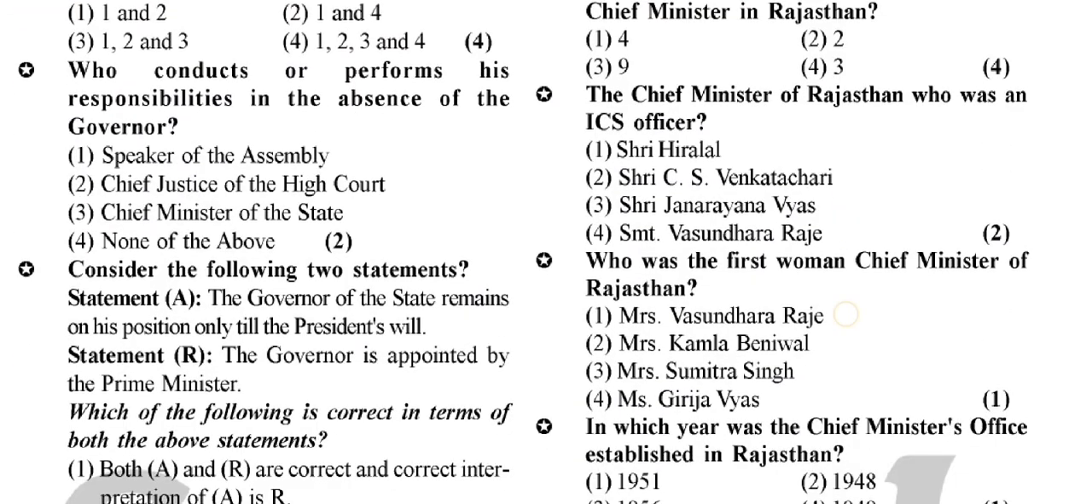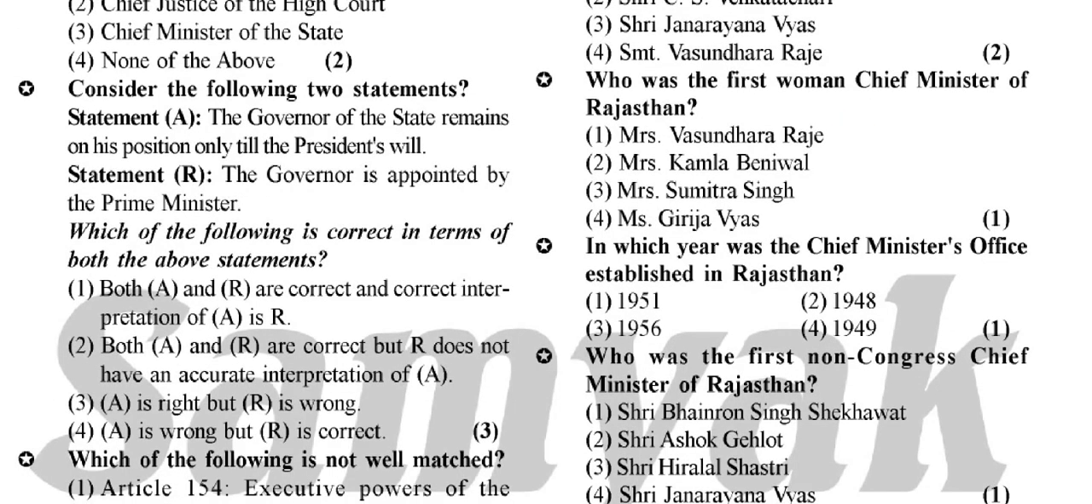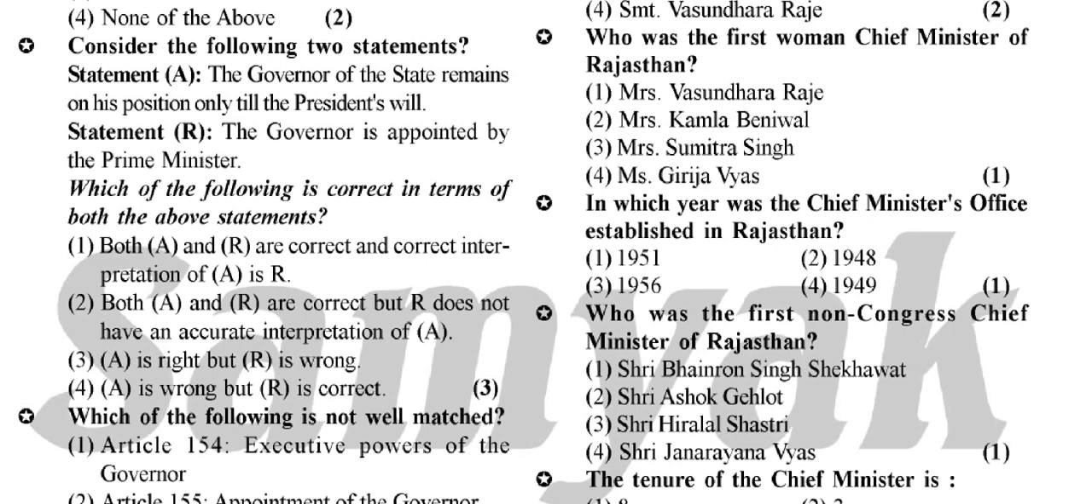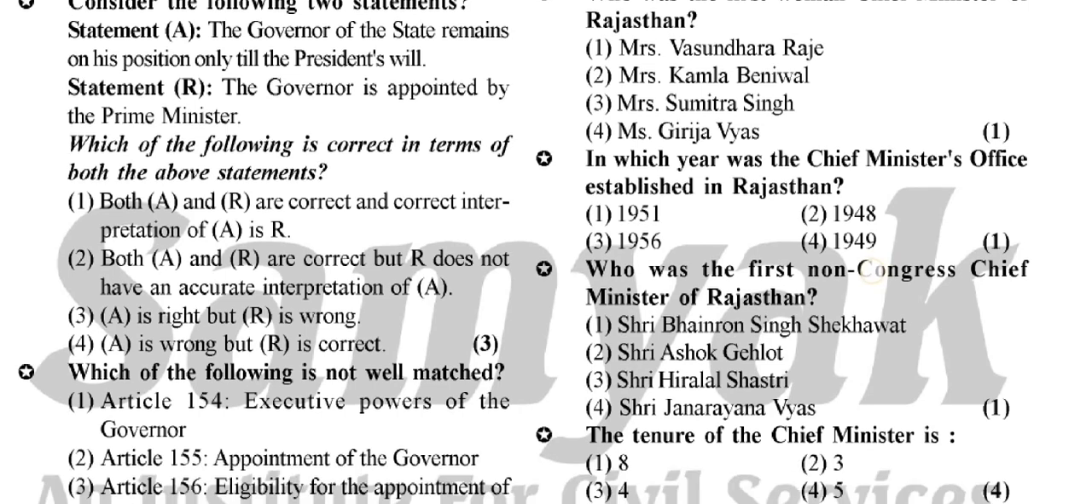Who performs the responsibilities in the absence of the Governor? Chief Justice of the High Court. Consider the following two statements. First, the Governor of a state remains in his position only during the President's pleasure. Second, the Governor is appointed by the Prime Minister. So statement A is right and R is wrong.